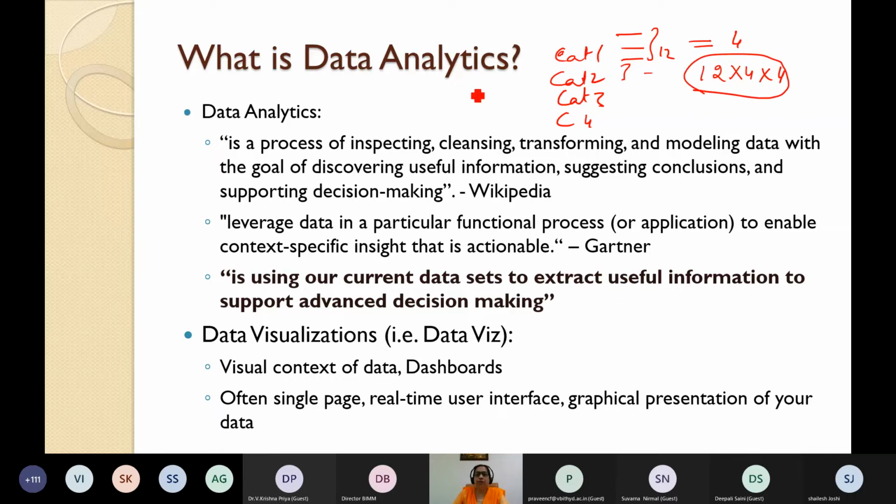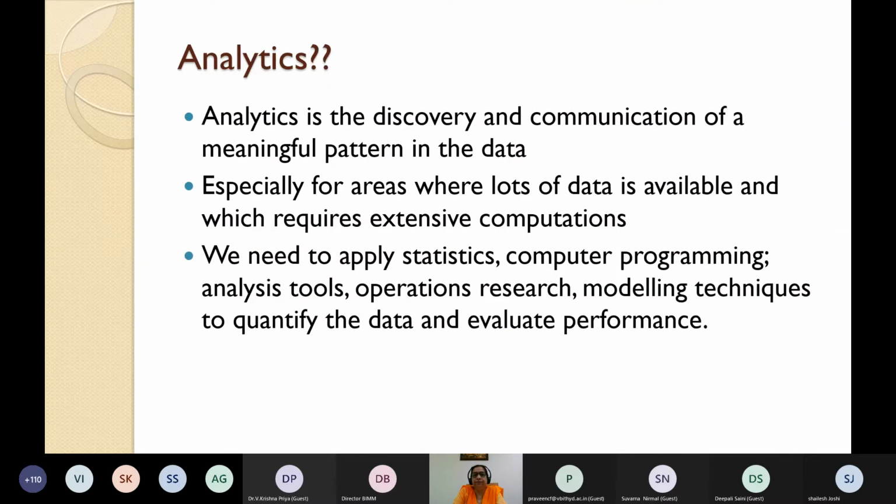So what we can do is present the data in the form of some graphs or pie charts. It will be easy for the person to see the data and make effective decisions. So data visualization, a single page, real-time user interface and graphical presentation of the data, if it is done, it becomes easy for somebody to interpret the information and take effective decisions.